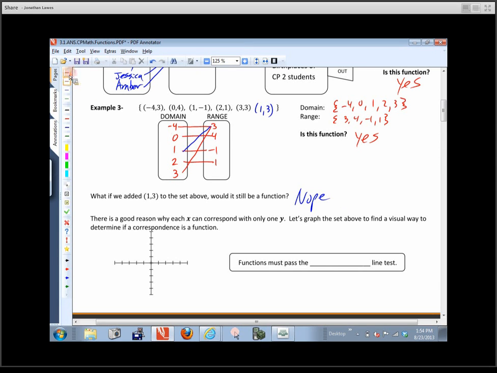Now, we're going to look at why this isn't a function by looking at it on a graph. So I'm going to take each one of these points. So we've got (-4, 3), that point right there. I've got (0, 4), so right here. (1, -1), (2, 1), (3, 3), and (1, 3).